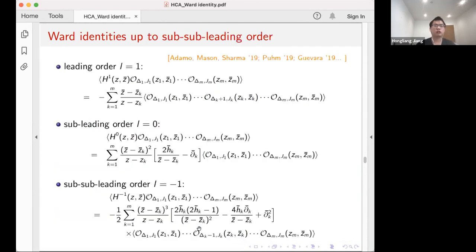So a simple thing to check is to look at what happens at the first few leading orders. For example, at the leading order, the previous formula simplifies as follows. So we have this z bar minus z bar_k divided by z minus z_k, and the shifted dimension. So this turns out to agree with the Ward identity obtained from the leading soft graviton theorem. And similarly, at the subleading order, we get this a little bit more complex factor. And again, it agrees with the Ward identity.